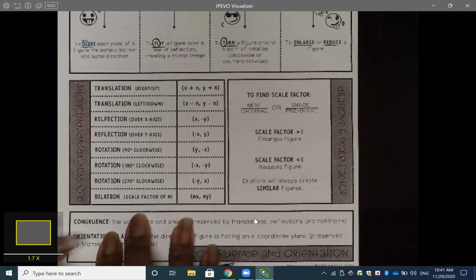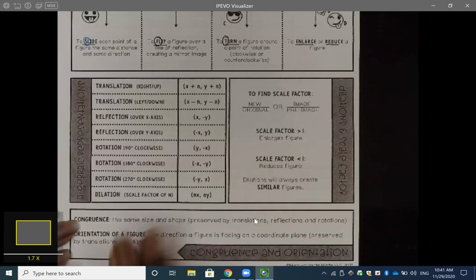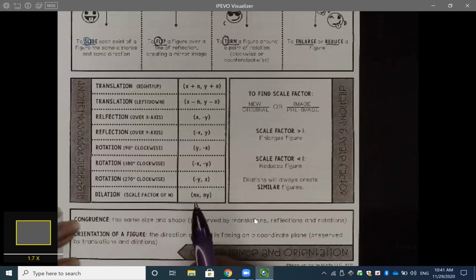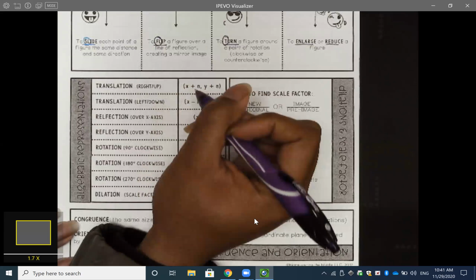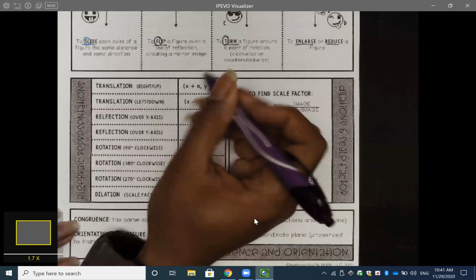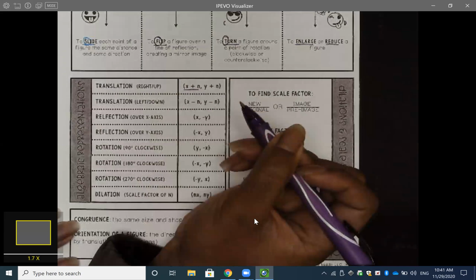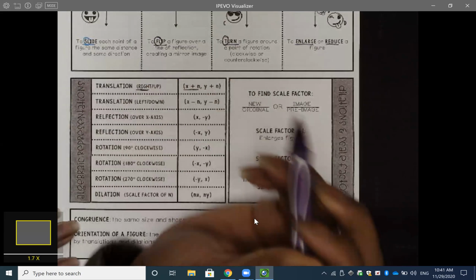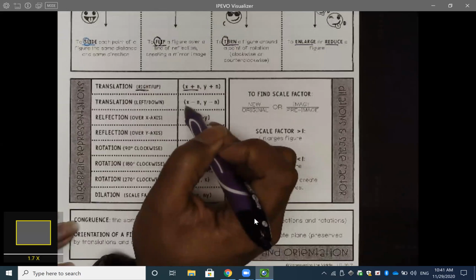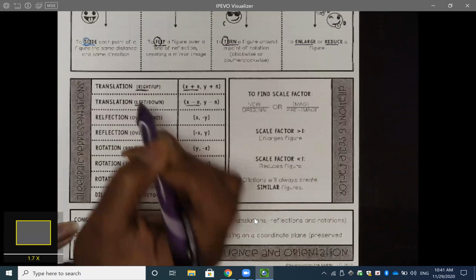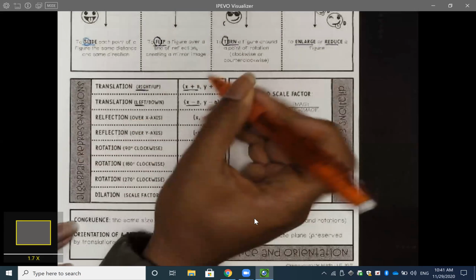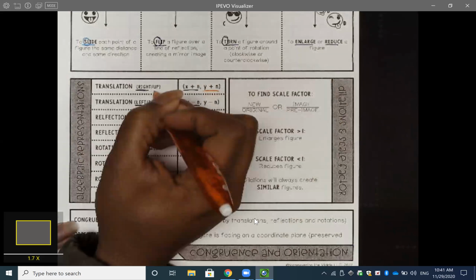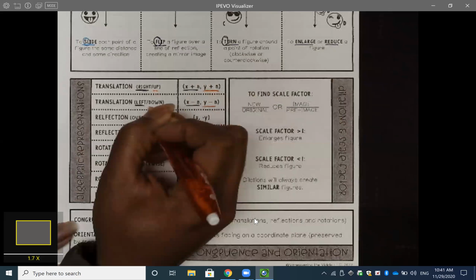This is going to be the game changer for you when it comes to test taking, because a lot of the test is rules. Remember your X on your grid goes left to right. So if your X is positive, or you're adding to your X, you're going right. If you are subtracting from your X, you're going left. Remember your Y goes up and down. So if you are adding to your Y, you're going up. And if you're subtracting from your Y, you're going down.